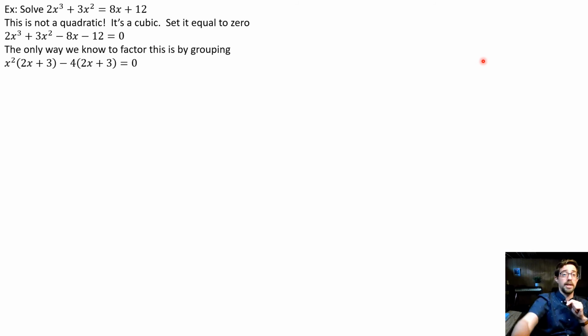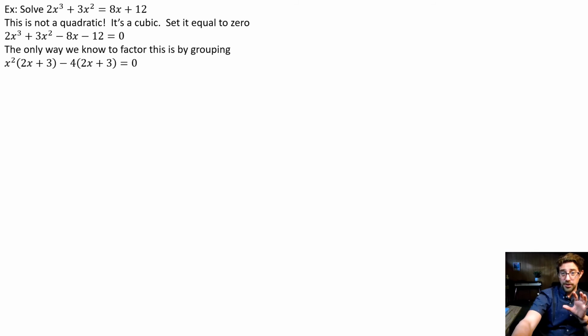All right, so when we take the x squared out of the first 2 terms, we're left over with a 2x plus 3. And when we take the negative 4 out of the next 2 terms, we're left with a 2x plus 3. If you tried to take a regular 4 out of here, you'd get negative 2x minus 3, which technically is a valid thing to do, but it doesn't get us where we need to be, which is grouping, because remember, this has to be the same factor that's left over once you do the factoring.